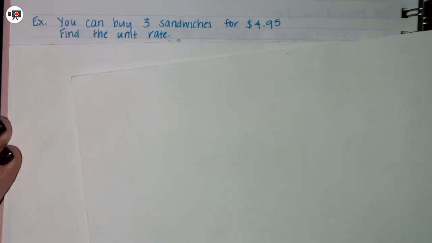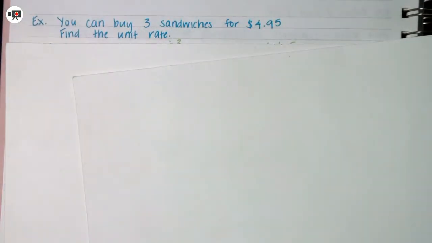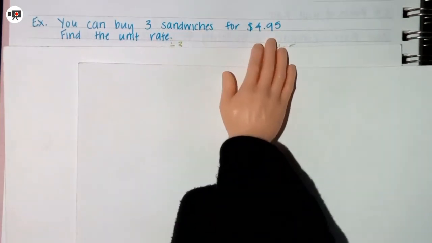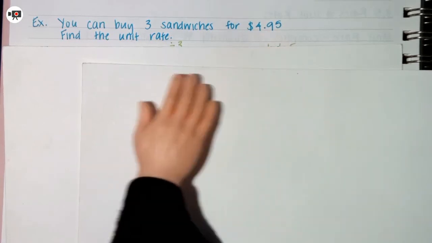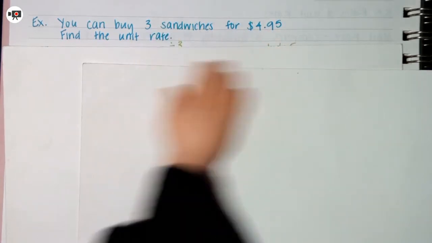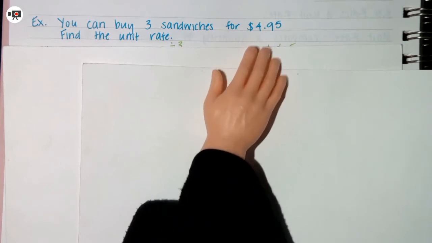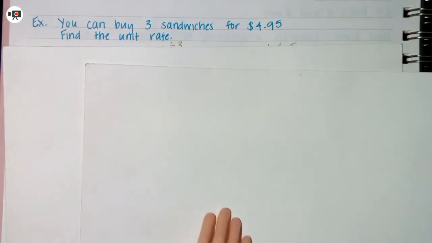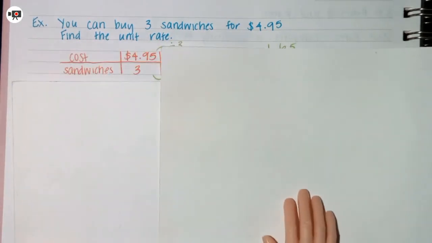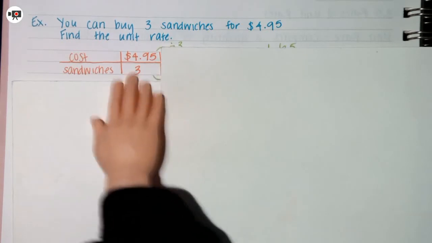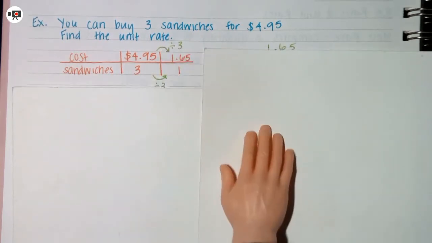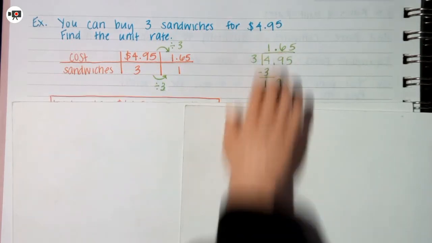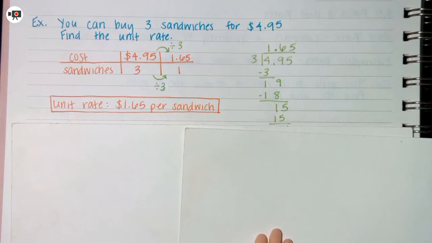Let's say you buy 3 sandwiches for $4.95. We're going to find the unit rate. So usually we put sandwiches over cost, but it doesn't make a lot of sense to have how much of a sandwich can I get for $1. We usually want to know how much does 1 sandwich cost. We don't want a portion of a sandwich, we want a whole one. So we're going to put cost over sandwiches, and we need to turn the bottom into 1. So divide by 3, and $4.95 divided by 3, you can see my work here, is $1.65. So it's $1.65 per sandwich.